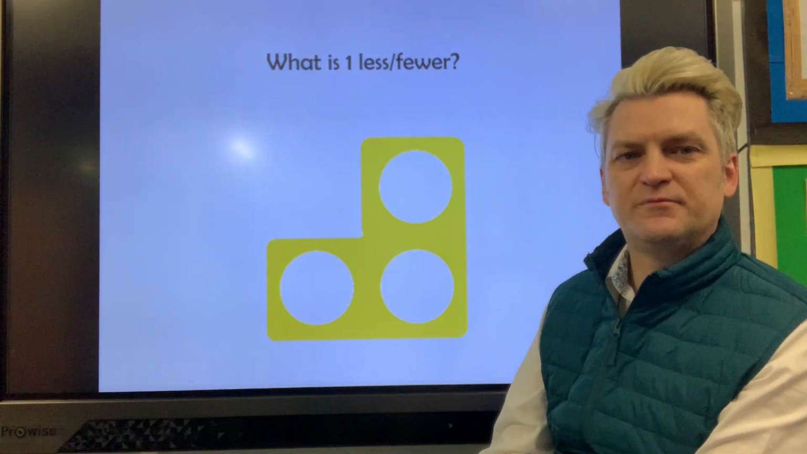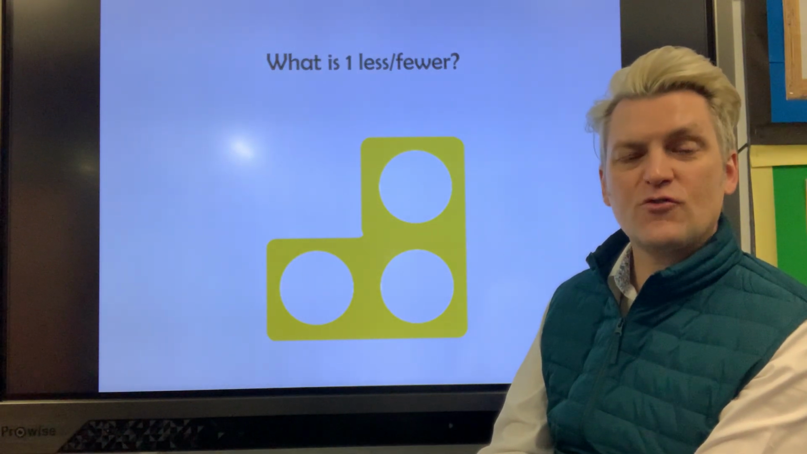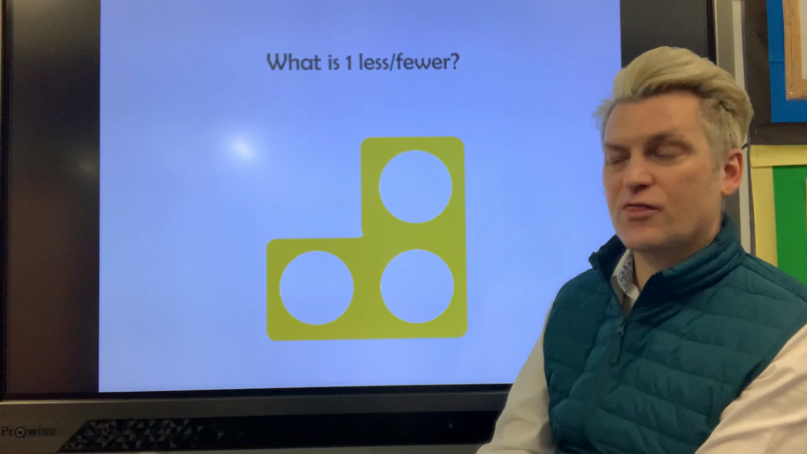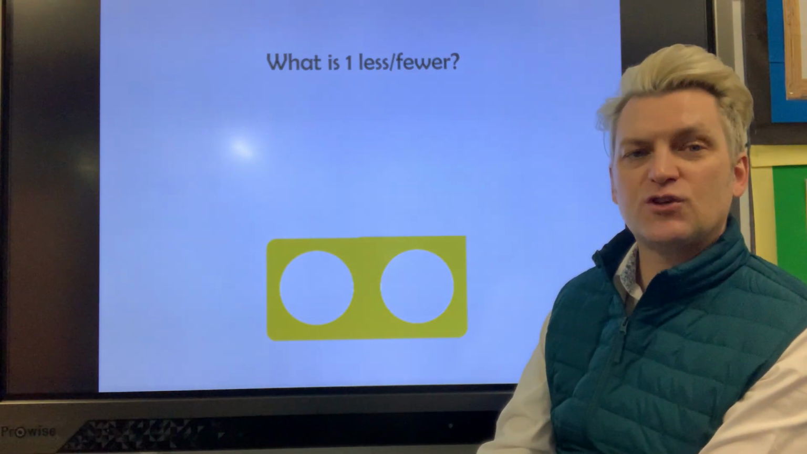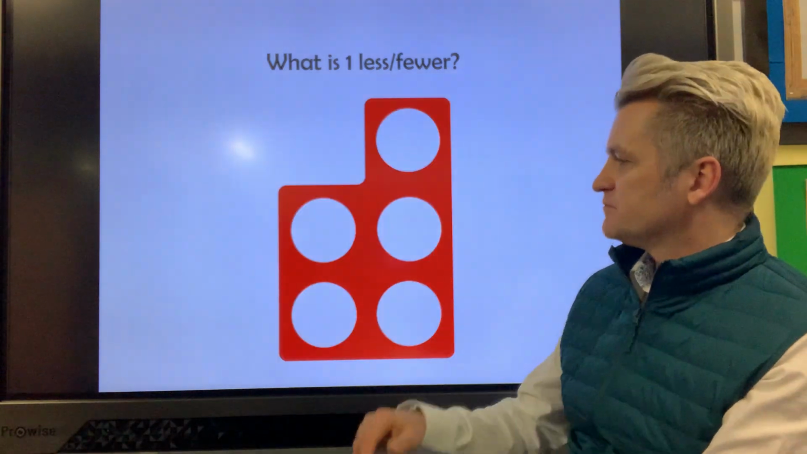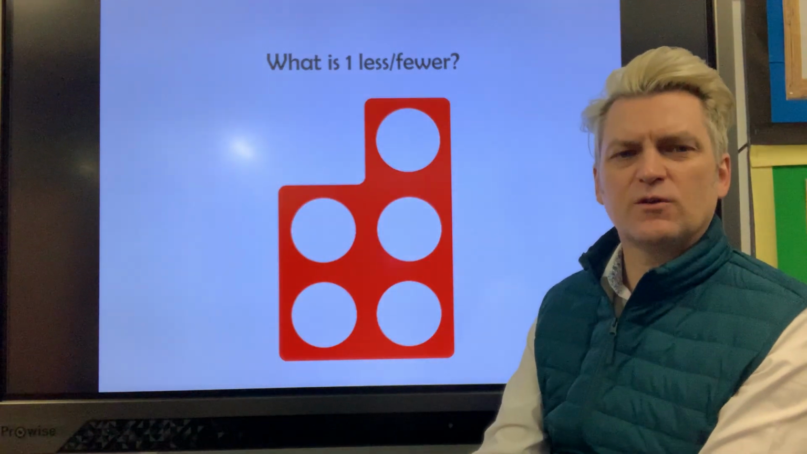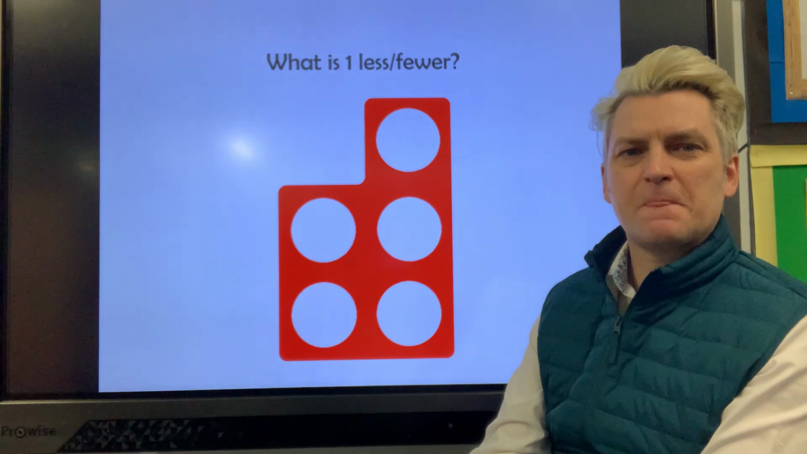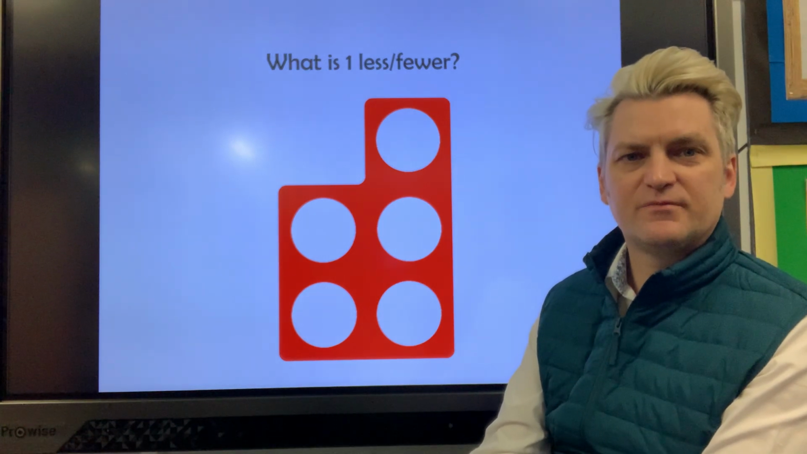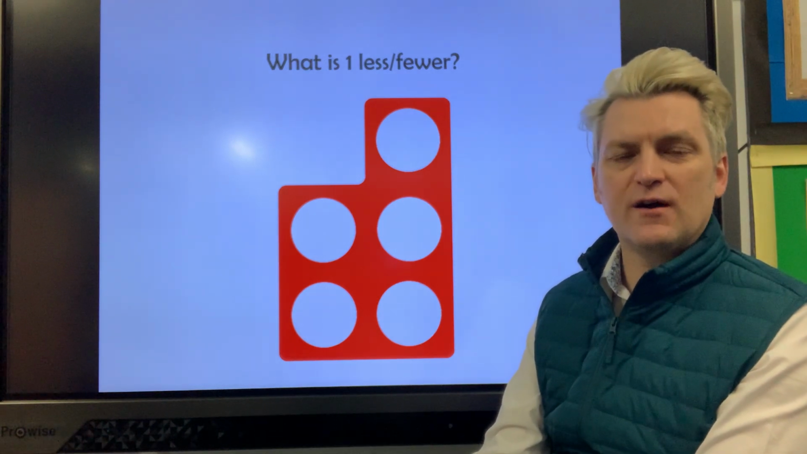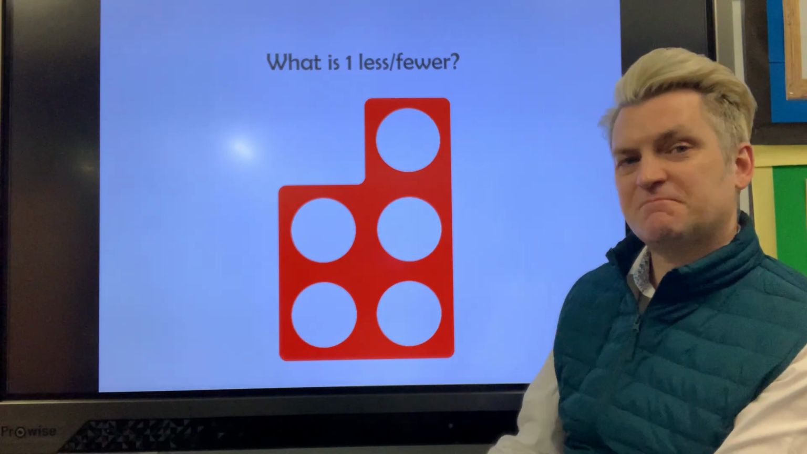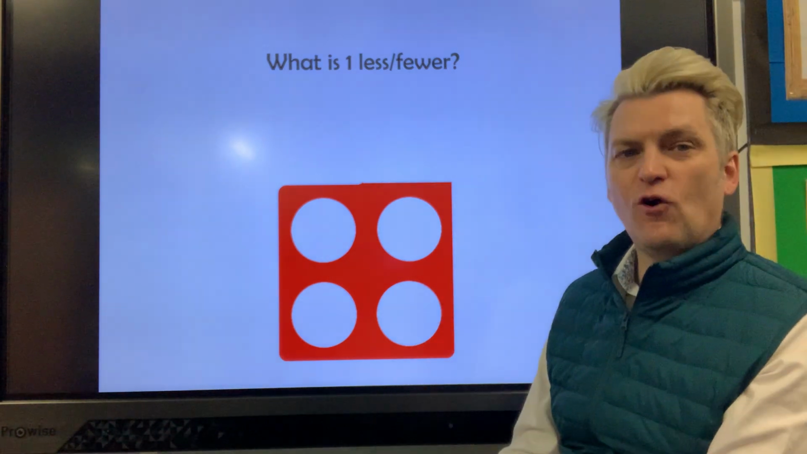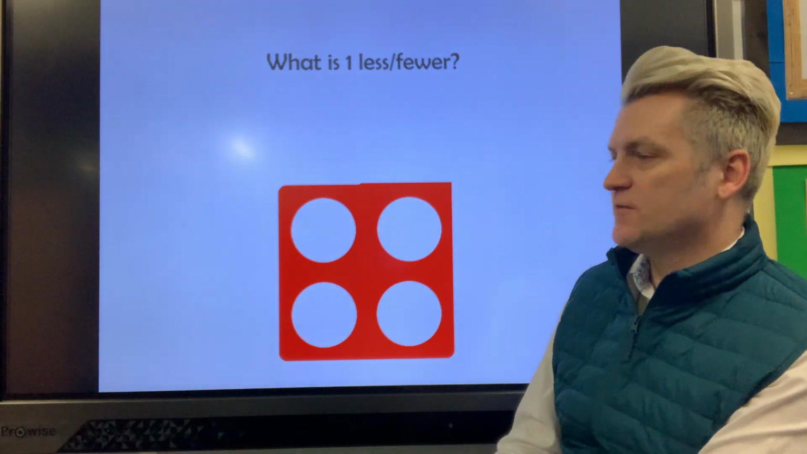What's this one? It's the number 3. So 1 less than 3, 1 fewer than 3 is 2. This numicon piece, what number is this? It's the number 5. So 1 less, 1 fewer than 5 is, that's right, if you said 4, you are correct, well done.